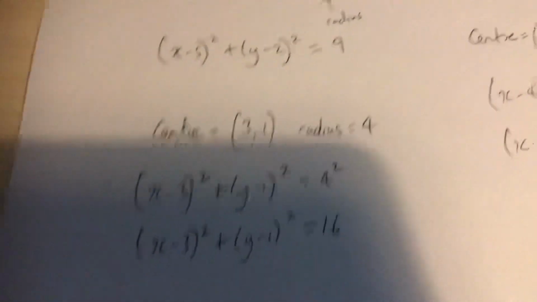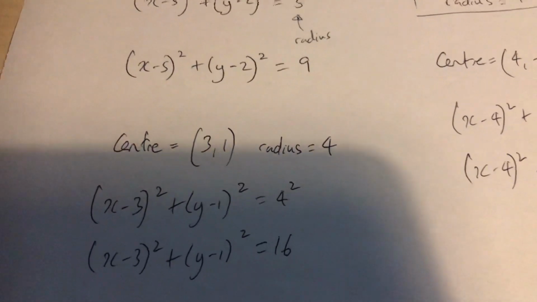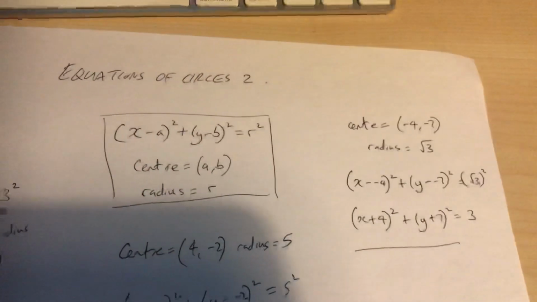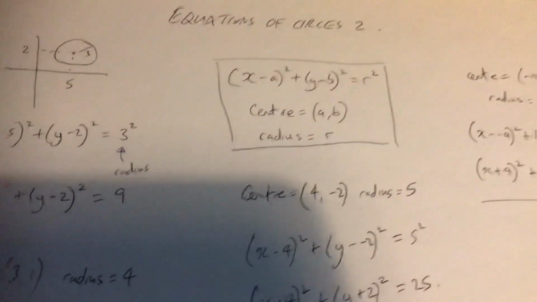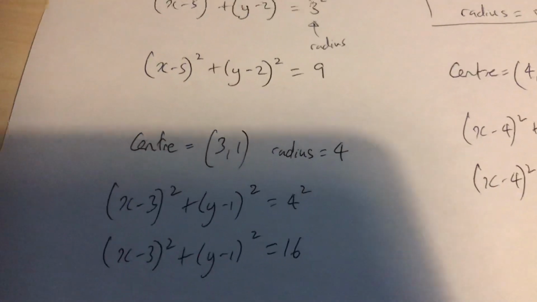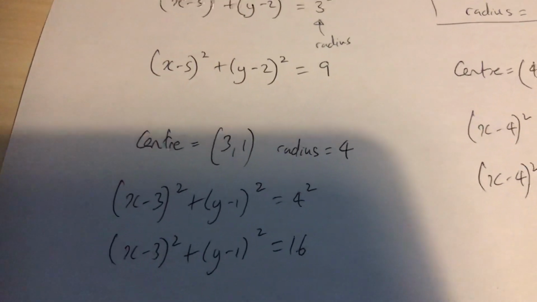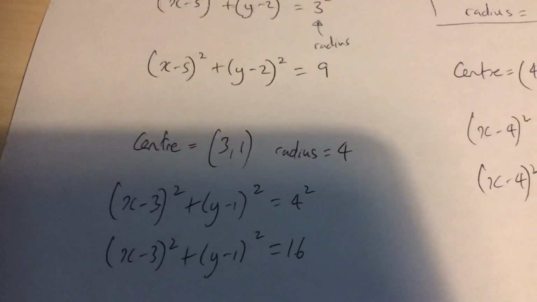So, let's have a look at an example then. If I tell you the centre is 3, 1 and the radius is 4, if we go back to that and have another look, our centre was given to us as 3, 1 and our radius was given to us as 4. That means we can write down (x minus 3) squared plus (y minus 1) squared equals 4 squared, or (x minus 3) squared plus (y minus 1) squared equals 16.